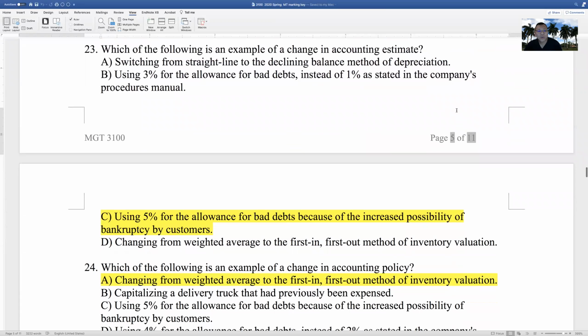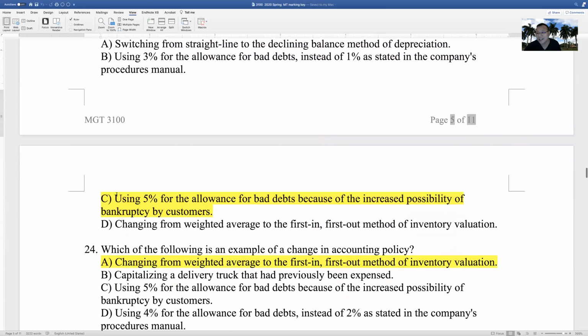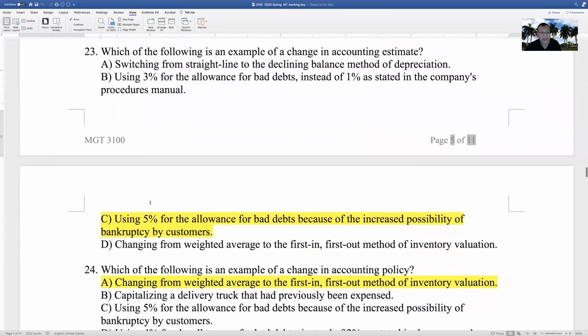Question 23, which of the following is an example of a change in accounting estimate? So the answer is C. You use 5% of allowance for bad debt because of the increased possibility of bankruptcy of the customers, right? So the increased possibility is new information, right? So therefore, you change the percentage to 5%. That's a change in estimate, okay?